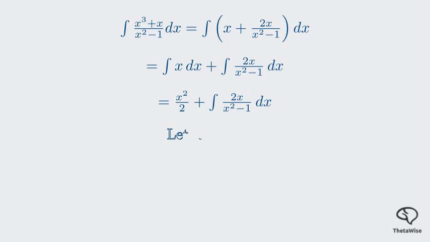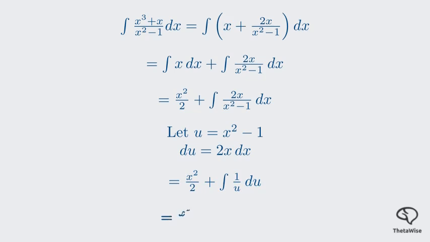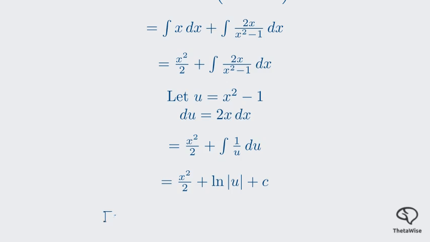Let u equal the denominator x squared minus 1. Then du is the derivative, which is 2x dx. Substituting this in, the second integral becomes the integral of 1 over u du. This integrates to the natural log of the absolute value of u. So we have x squared over 2 plus the natural log of the absolute value of u plus c. Substituting u back, we get our final answer. X squared over 2 plus the natural log of the absolute value of x squared minus 1 plus c.